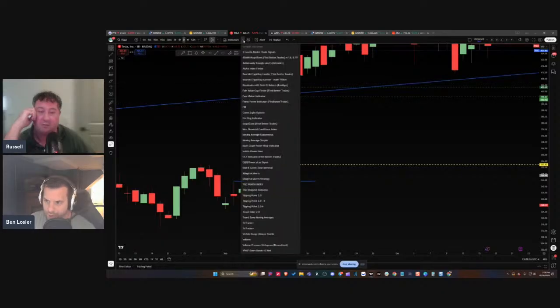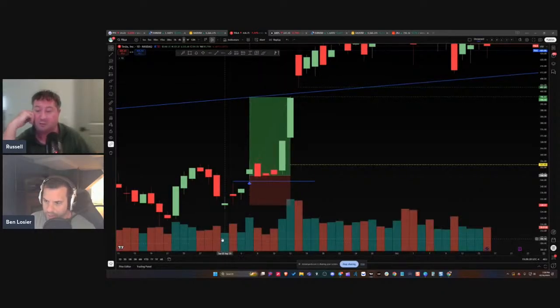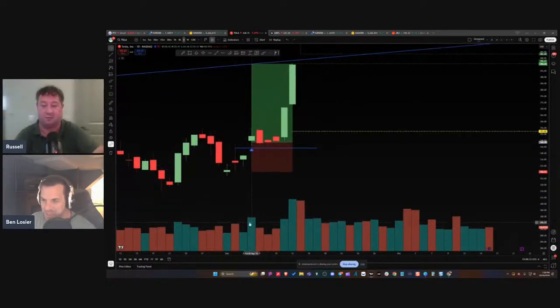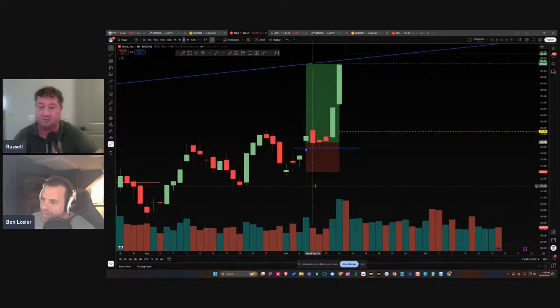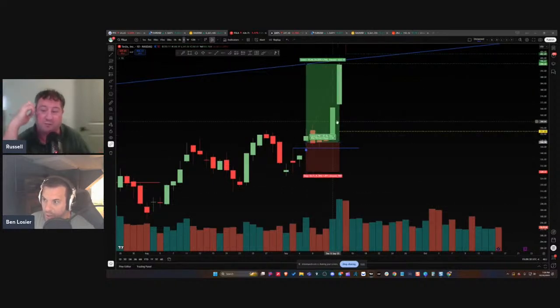I can even throw the volume indicator on, see what kind of volume we had. And we all know Tesla always has good volume, so you really don't have to worry about too much there. But you see these two candles that went up, very strong candles. They actually had some pretty high volume on those as well.